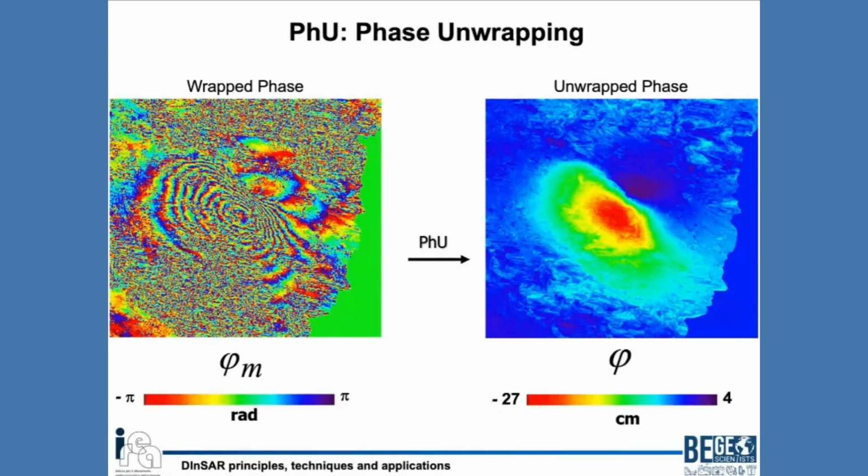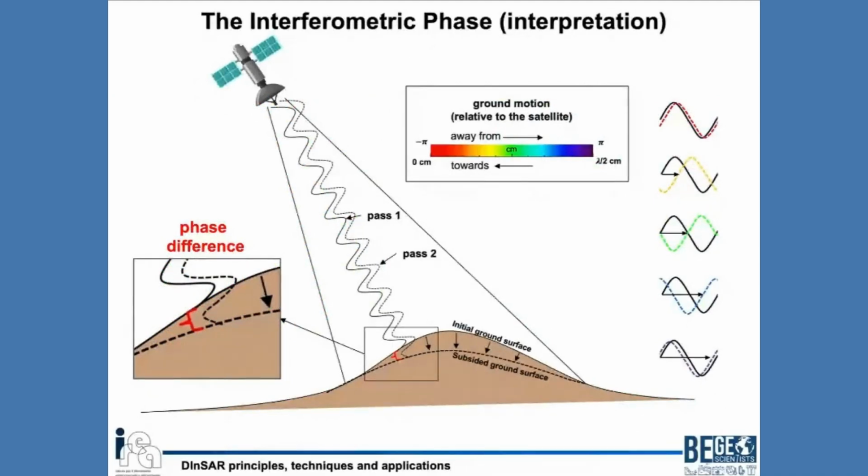We just estimate a relative movement of the pixel from the ground to the radar in line of sight, not the east-west or vertical. We can do this, yes, but applying several algorithms that, if I have time, I can explain to you later.